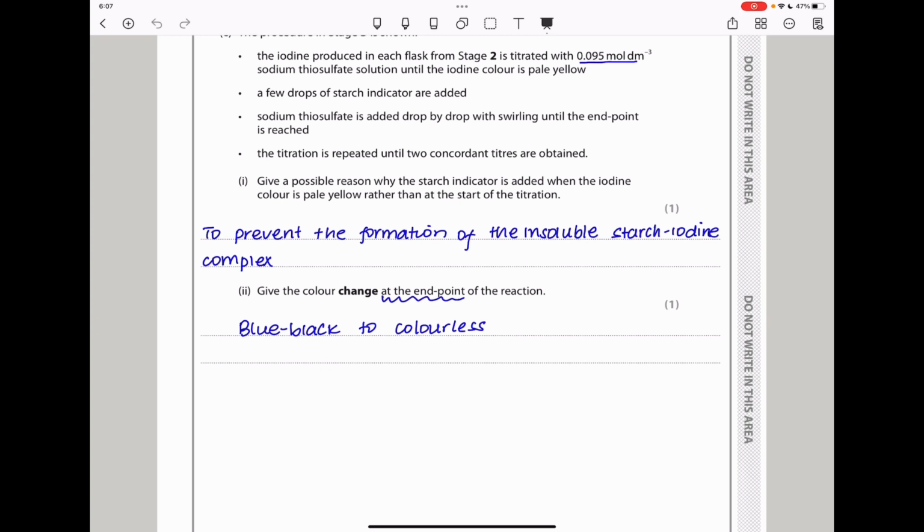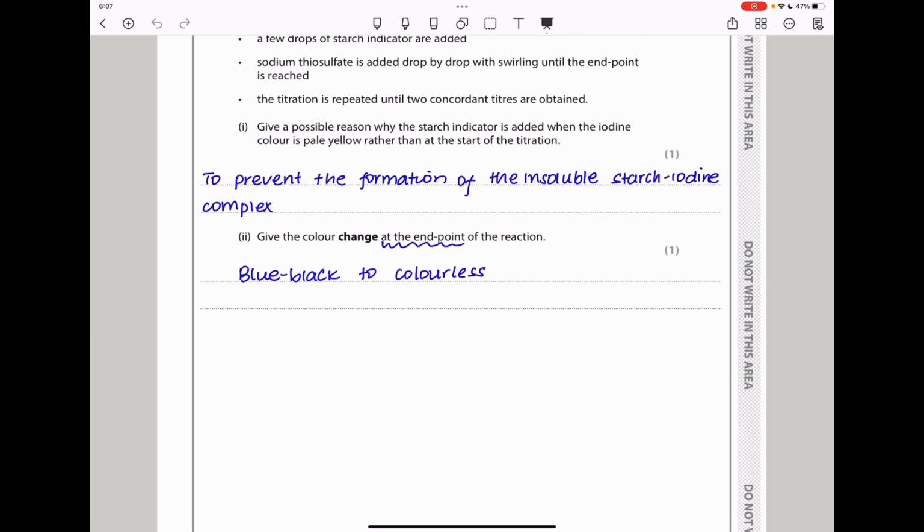They ask, give a possible reason why the starch indicator is added when the iodine color is pale yellow rather than at the start of the titration. The reason for this is they are trying to prevent the formation of an insoluble starch-iodine complex. If there is a lot of iodine and you add the starch, it means the starch and iodine are going to bind onto each other, creating something that is insoluble. The iodine will be removed from the solution and it's going to be kind of precipitated out. It means the reaction is going to be hindered because it will be as if there was less iodine in the liquid.